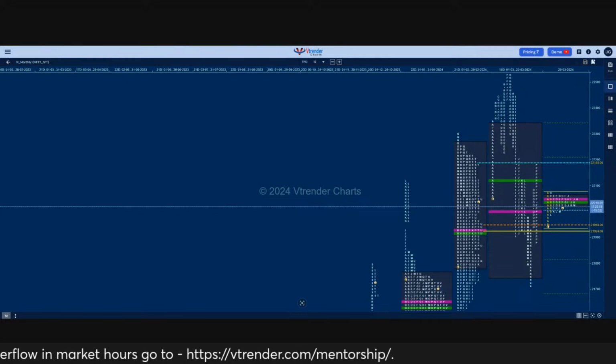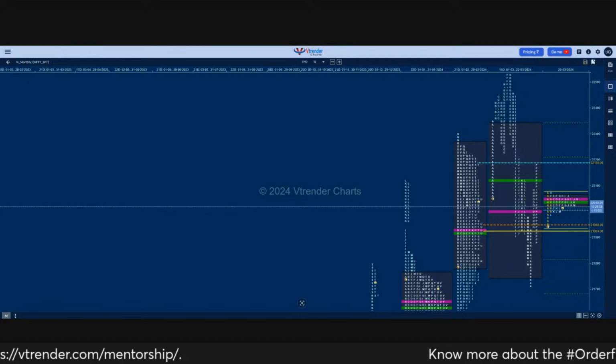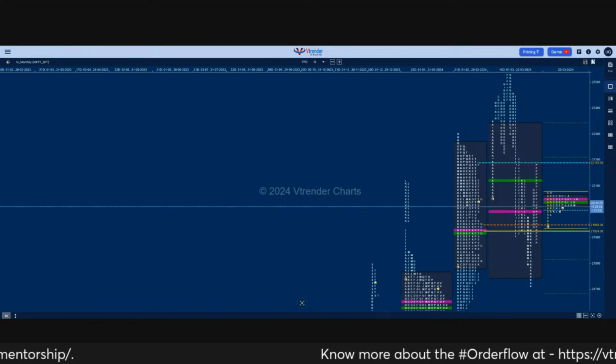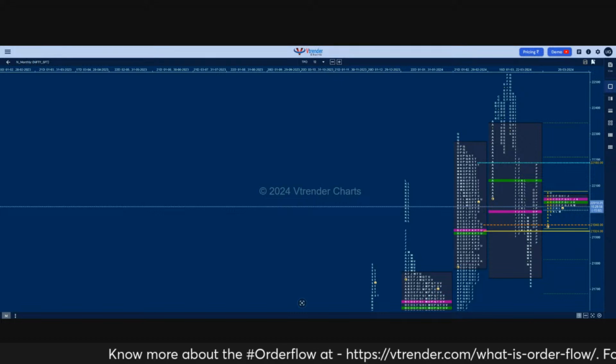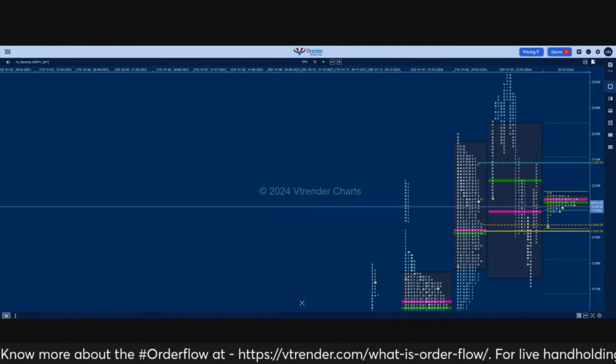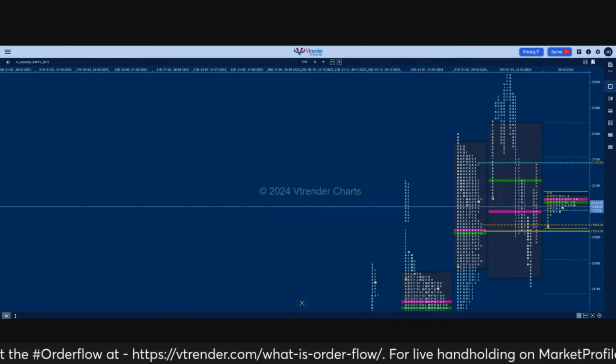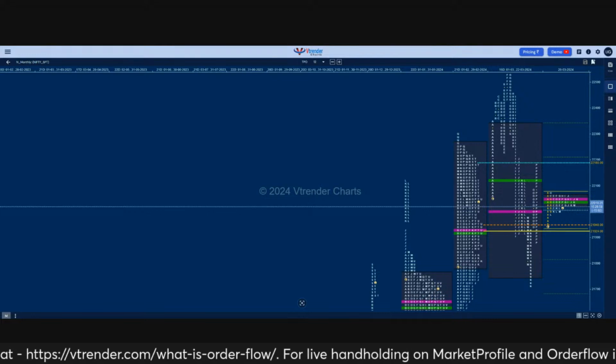Bank Nifty, and then we'll move on to the more important topic of how we can use the POC, the point of control, in the option charts, and what are the features we have in the newly introduced line charts in the vtender chart section.